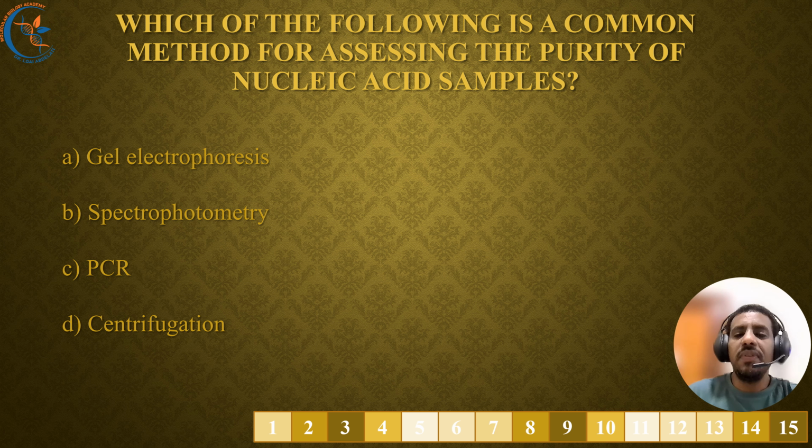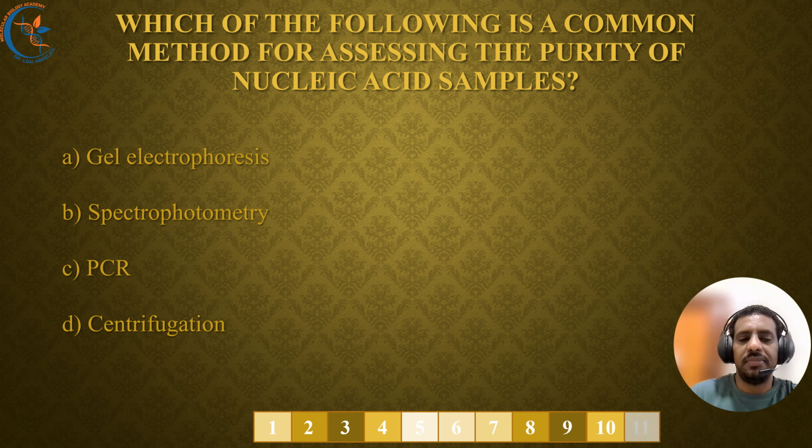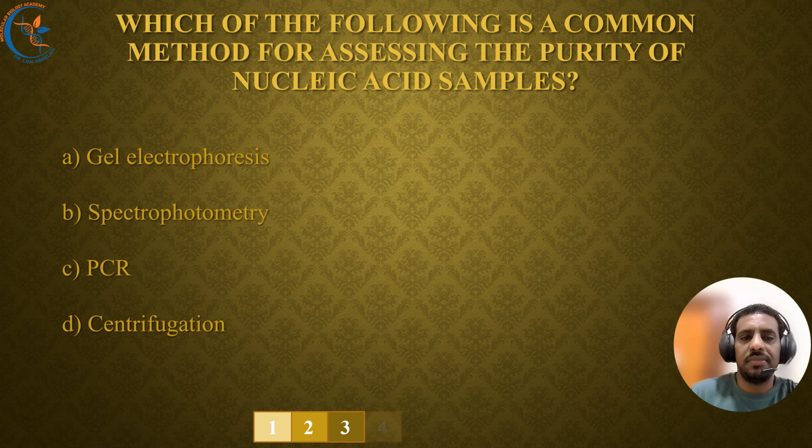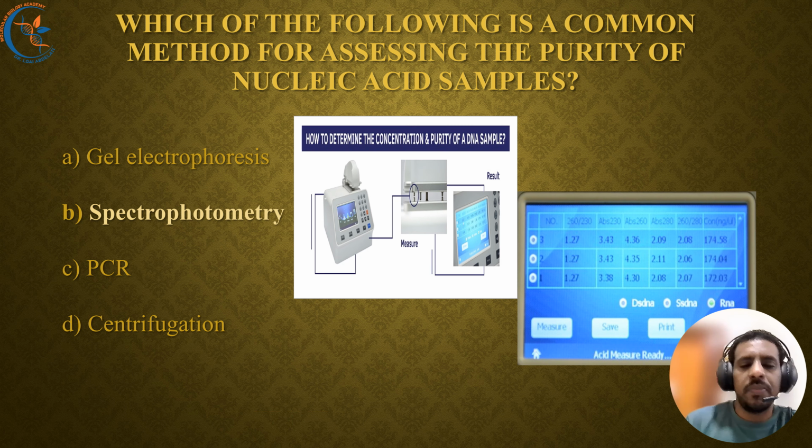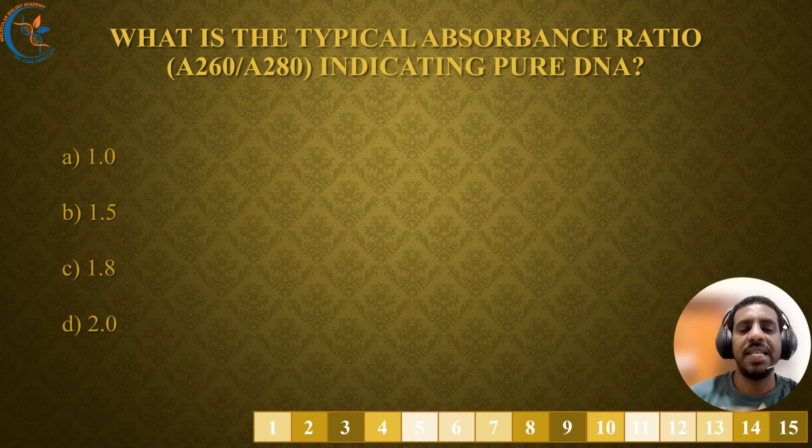All right. Which of the following is the common method for assessing the purity of nucleic acid samples? The correct answer is spectrophotometry. Actually, this technique is commonly used to assess the purity and concentration of nucleic acid samples by measuring absorbance at specific wavelengths. All right, next question here.